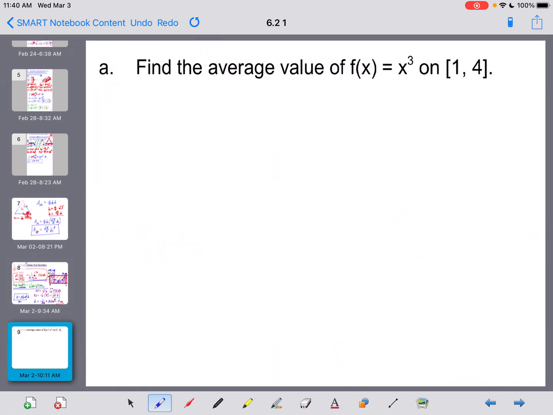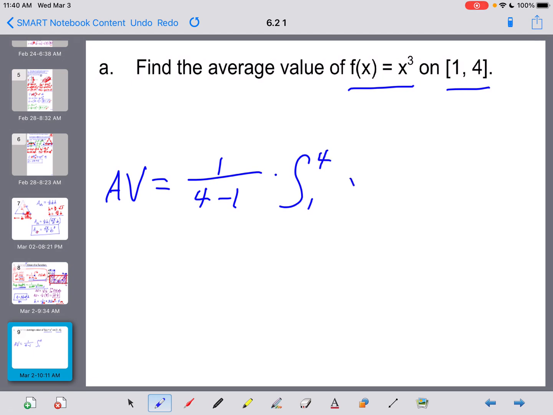So let's knock out one example and let's be done with this really long section. So find the average value of, and here we go. Now instead of a graph, we have an explicit definition of the function on an interval from 1 to 4. So average value is equal to 1 over b minus a, so that is 1 over 4 minus 1, multiplied by the definite integral from a to b, 1 to 4, of x cubed with respect to x. It's really not that hard to calculate, everybody. This is going to be 1/3 multiplied by the antiderivative of x cubed, which is 1/4 x to the 4th, evaluated from 1 to 4.